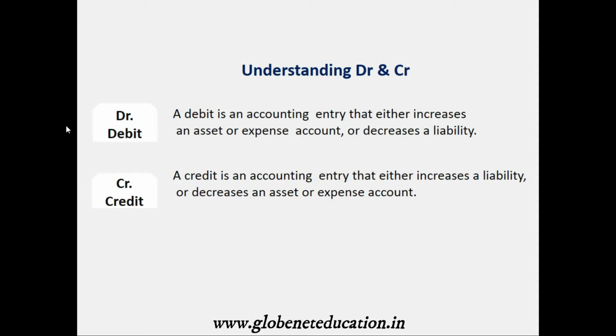A debit is an accounting entry that either increases an asset or expense account or decreases a liability. A credit is an accounting entry that either increases a liability or decreases an asset or expense account. Debit means lena, credit means dena. This lena dena, we call it a transaction.